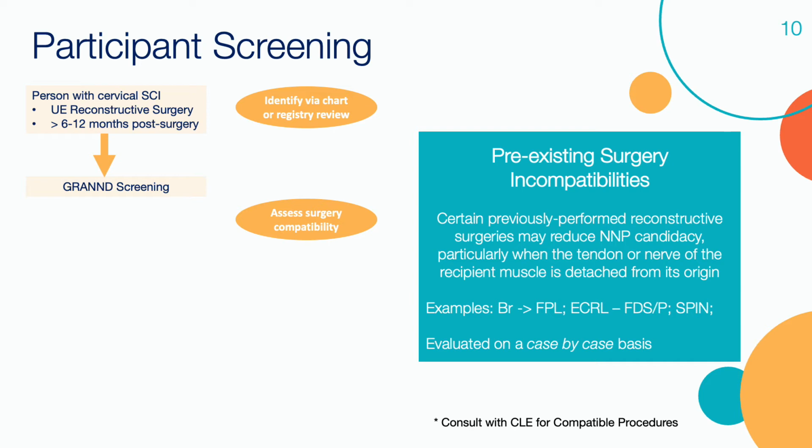That means stimulation of the FPL muscle will no longer activate thumb flexion. Similarly, an ECRL transfer to finger flexors or supinator nerve transfer for hand opening may compromise ability to stimulate hand closing and opening. Pre-existing surgeries will be evaluated on a case-by-case basis, depending on the nature and number of procedures performed. There's not one recipe, but a process for deciding whether past surgeries are compatible with NNP implantation. Based on successfully meeting inclusion criteria and reconstructive surgery compatibility, participants can move forward to qualification and baseline testing. If criteria are not met, however, the participant is not an NNP candidate.